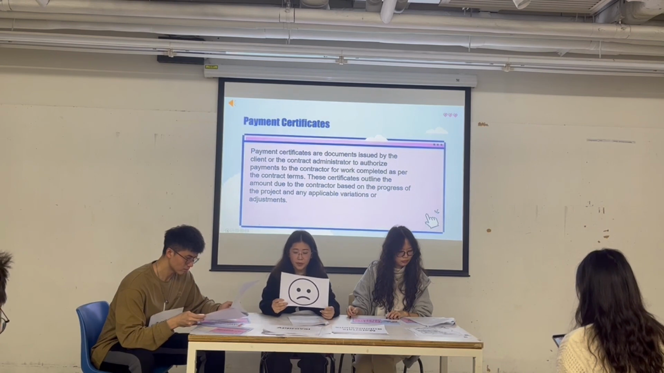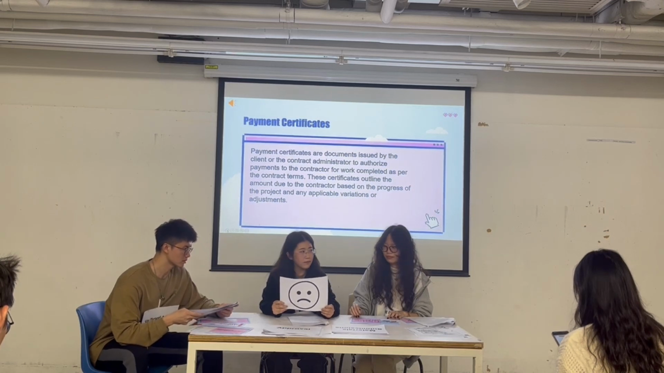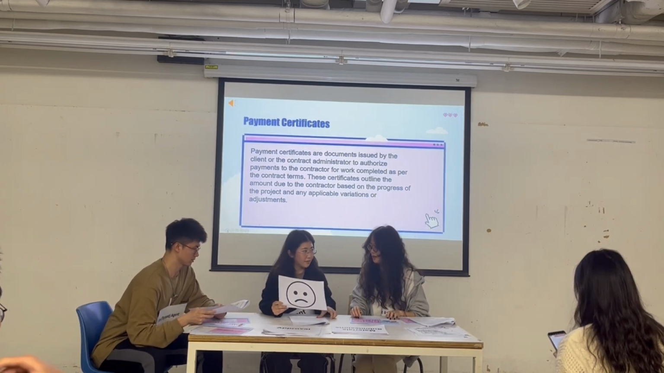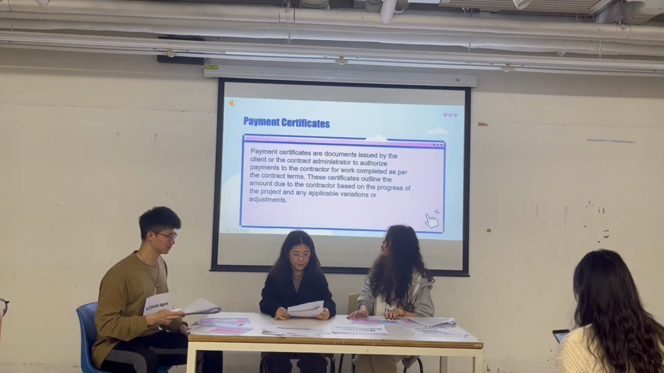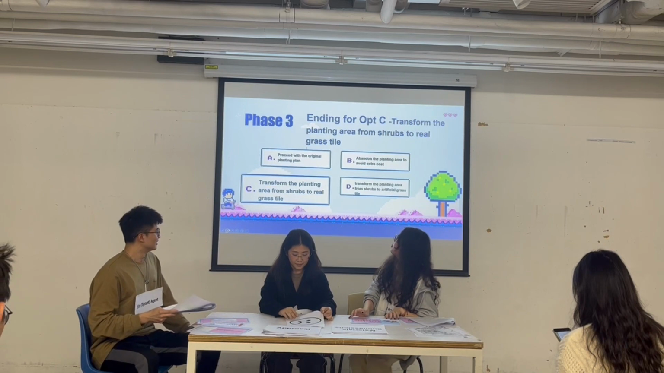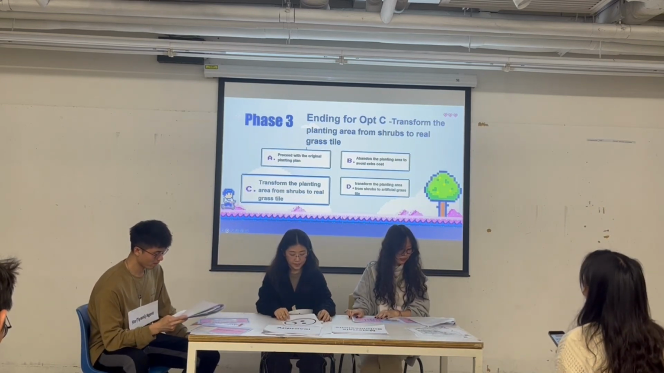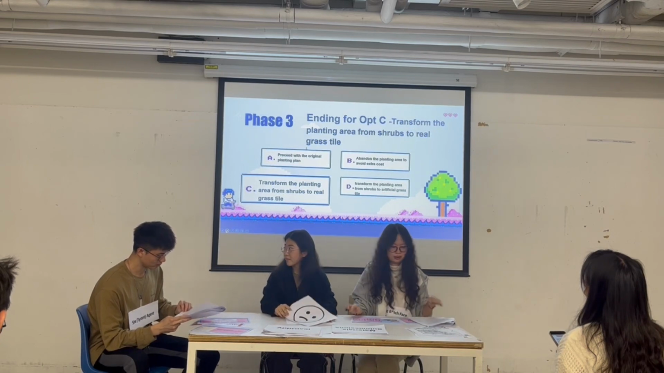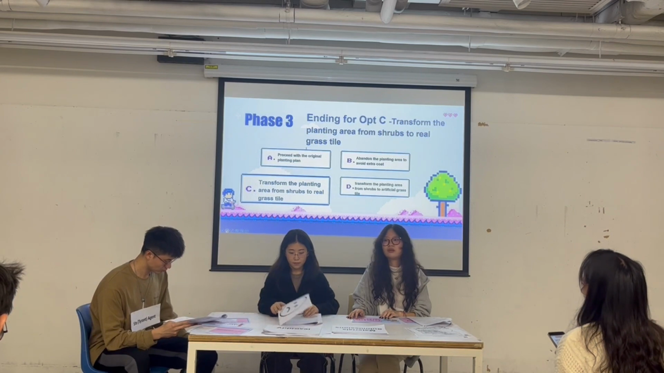Okay, let's proceed with the original planting plan. Our vision must be realized even in the face of challenge. Okay, who agrees? So option B is fit out, and let's do option C. Option C is to transform the planting area from shrubs to real grass tile.